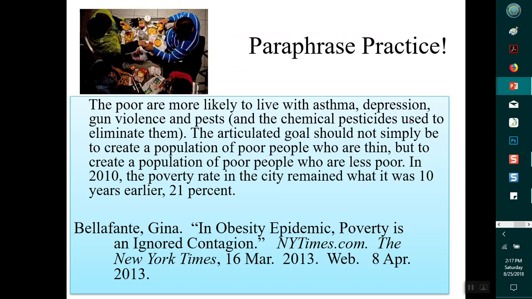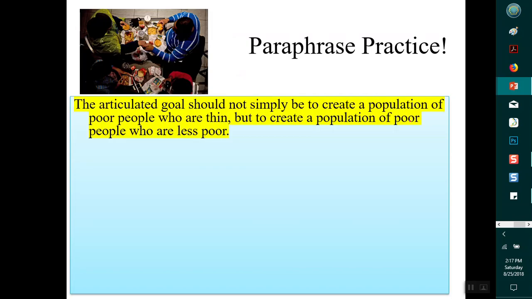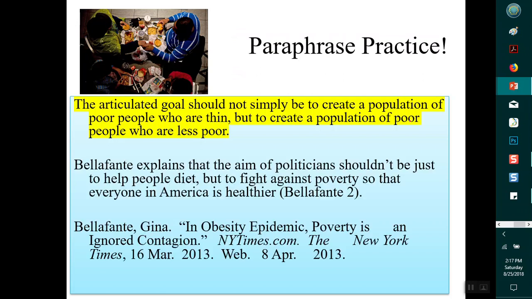Gina Belafonte's article: the poor are more likely to live with asthma, depression, gun violence, and pests. And then she talks about what the goal should be to help them. So the part that I highlighted was: the articulated goal should not simply be to create a population of poor people who are thin, but to create a population of poor people who are less poor. Here's my paraphrase. Belafonte, now I've used her full name already, so here I just have her last name.